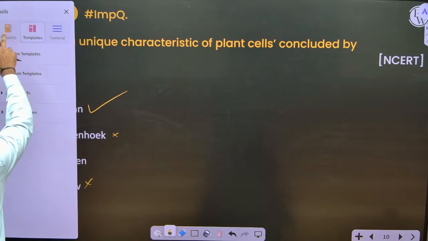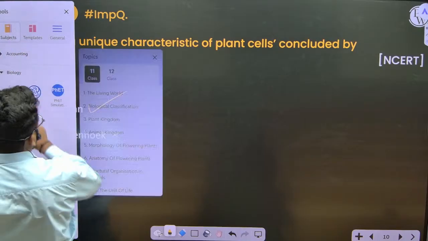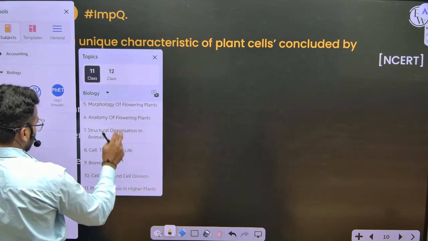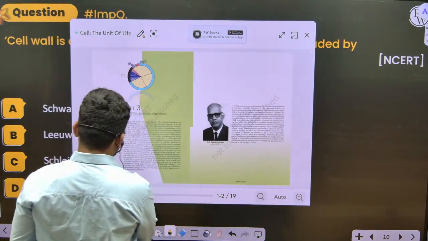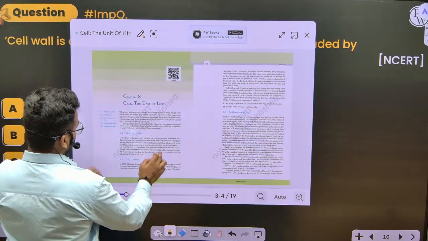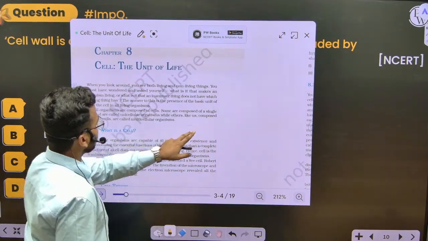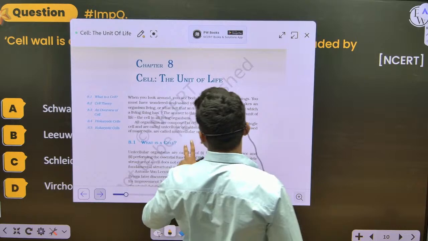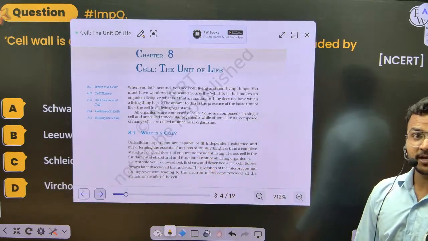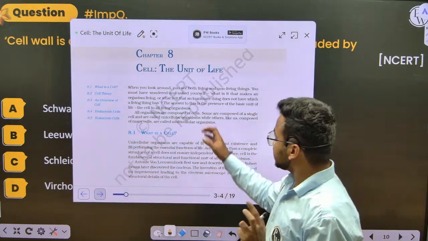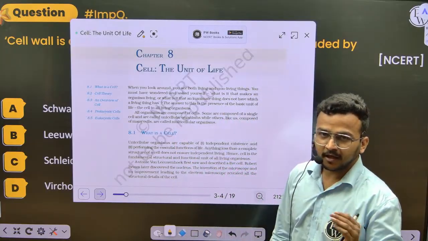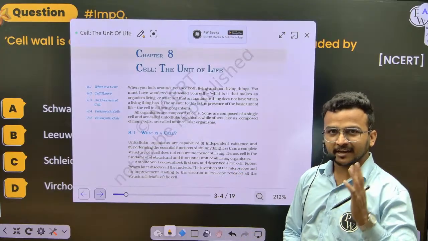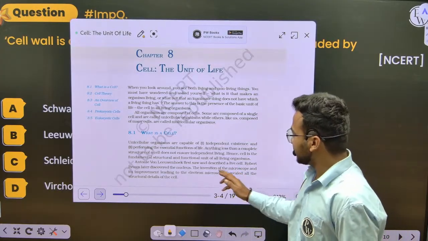Here we have another analysis where we can see the cell chapter also. So far what we have learned is chapter 8, Cell: The Unit of Life. Why have we chosen cell? Because it is the basic thing. Upon this only we'll get n number of questions. It has a lot of importance.